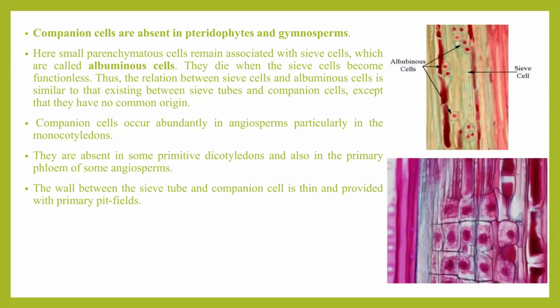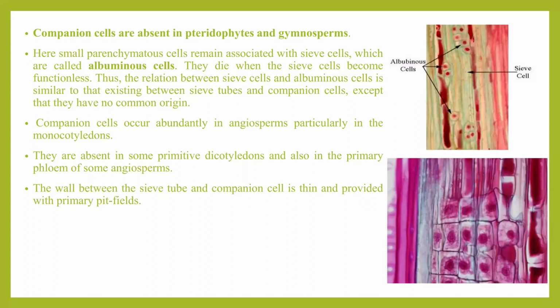So thus the relation between the sieve cells and albuminous cells is similar to the... Did you understand this point? This is an important point, that albuminous cells are seen in the pteridophytes and gymnosperms, whereas in angiosperms companion cells are present. Albuminous cells are comparable to these companion cells, but here the albuminous cells are not originated from the same mother initial.